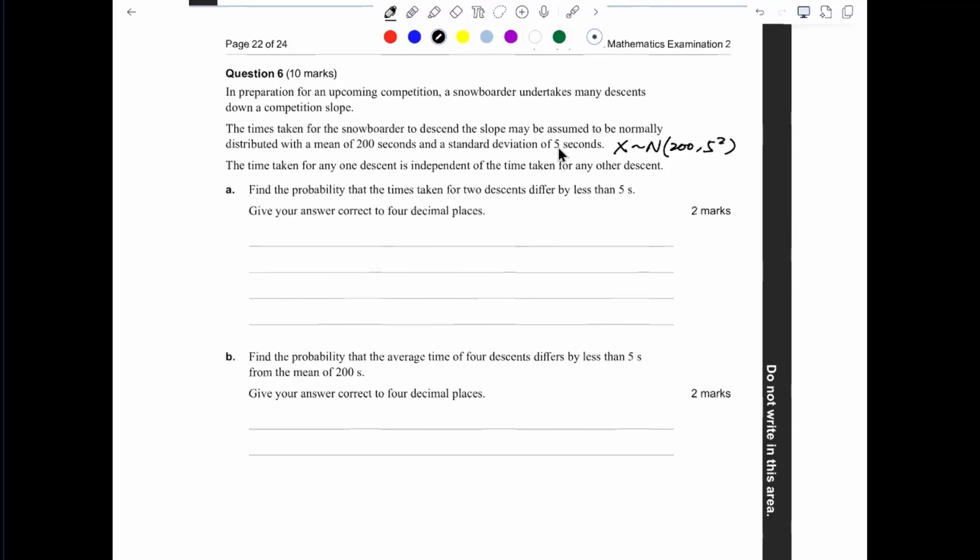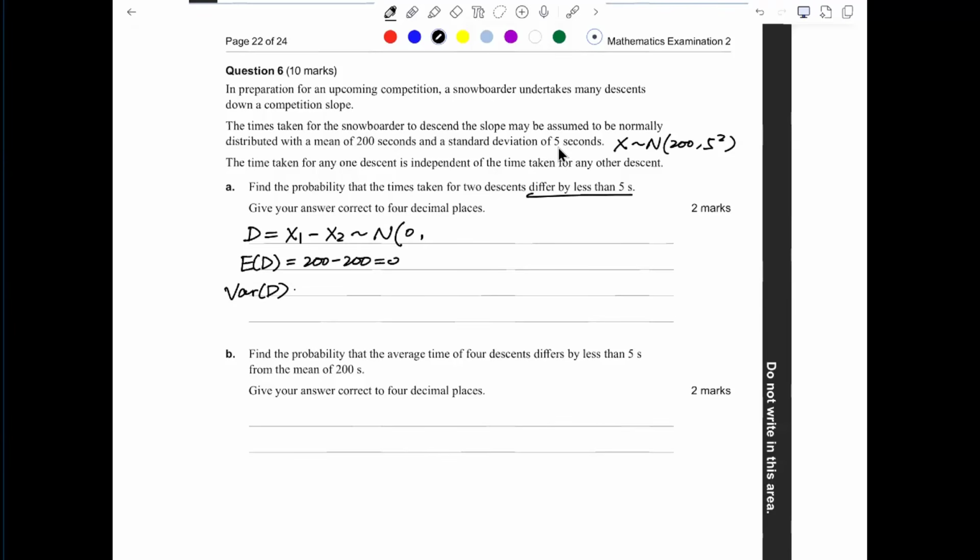Find the probability that the times taken for two descents differ by less than 5. So D equals X1 minus X2, which follows a normal distribution. The mean is going to be 0, because the expected value of D will be 200 minus 200, that's 0, but the variance of D is going to be the variance of X1 plus minus 1 squared times the variance of X2. So that's 2 lots of 25, which gives you 50. Therefore, the standard deviation of the difference variable is square root 50.